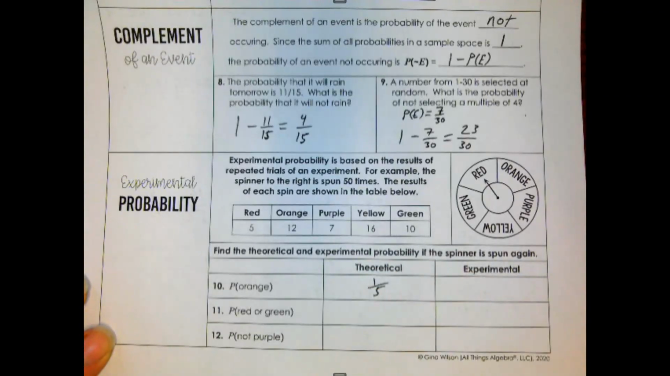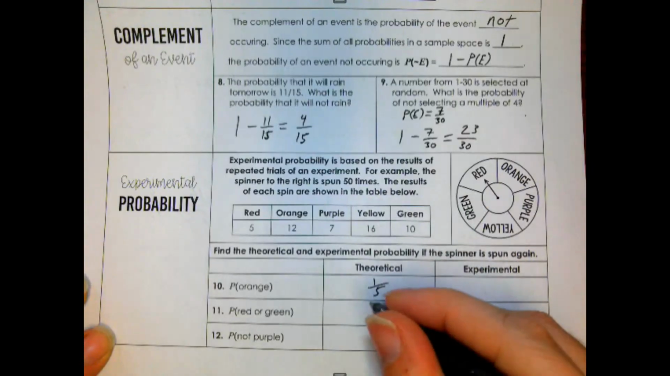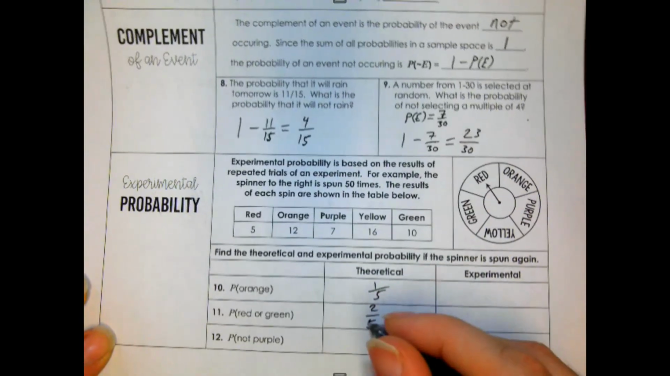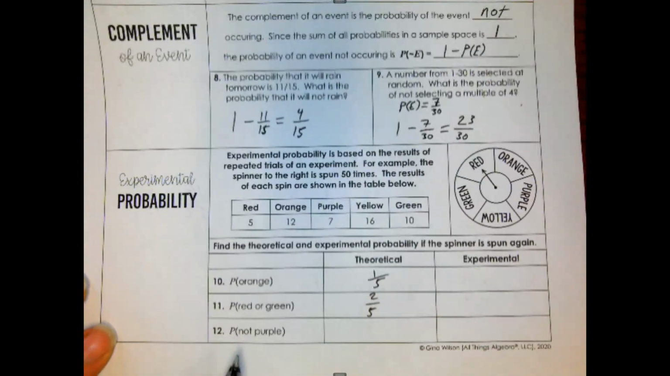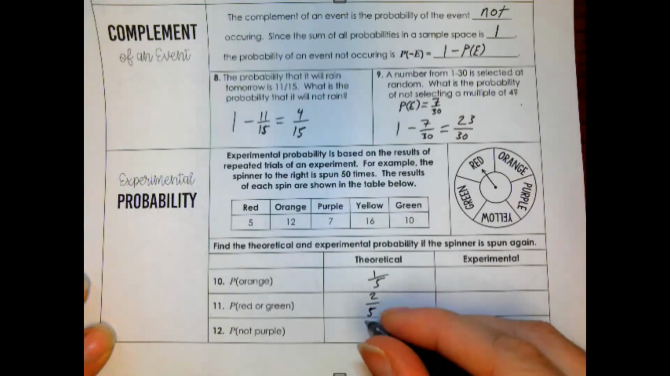The theoretical probability we could spin it again and get red or green is a 2 out of 5 chance, because those are 2 different colors out of the 5 possible colors. The theoretical probability that we spin it and not land on purple, there's 4 colors that are not purple, so it's a 4 out of 5 chance.